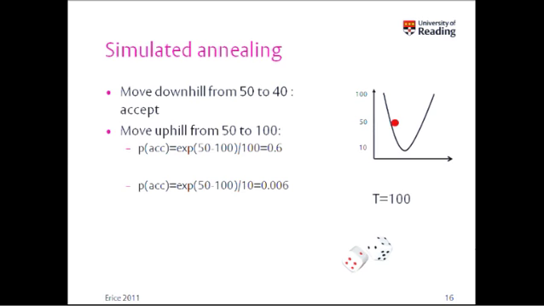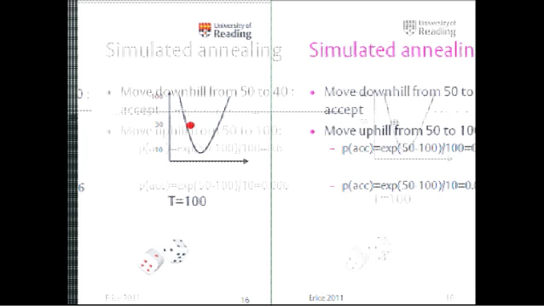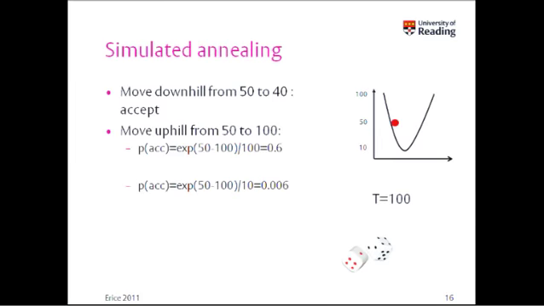If we move up in a trial from this configuration to one up here, then the probability of accepting that is e to the 50 minus 100 divided by this figure here, which is a notional temperature of the system, and that gives us a probability of 0.6. How do we use that?